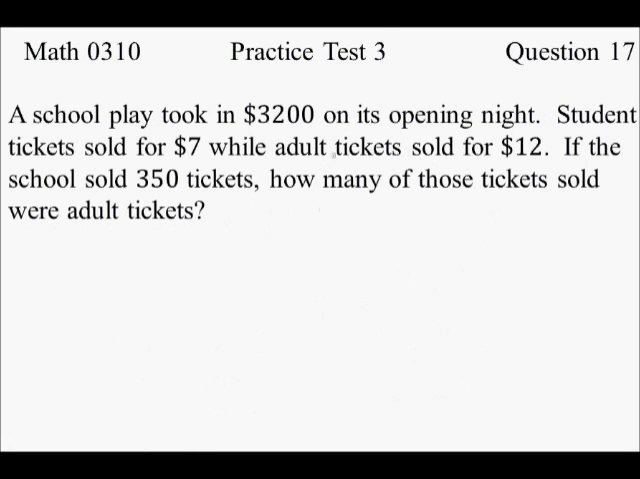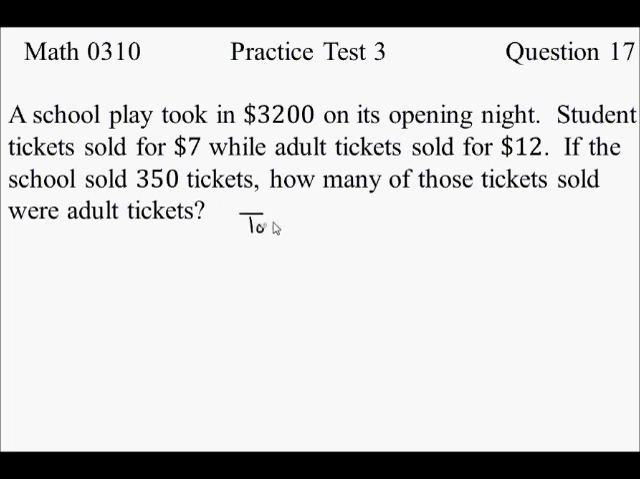Question 17. Word problem. A school play takes in $3,200 on its opening night. Student tickets sold for $7, adult tickets sold for $12. They tell us the school sold 350 tickets, so we want to know how many of those tickets sold were adult tickets. Okay, so again, let's go ahead and set up this word problem with two equations.